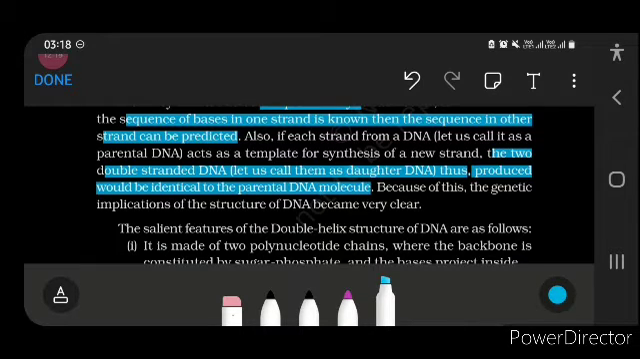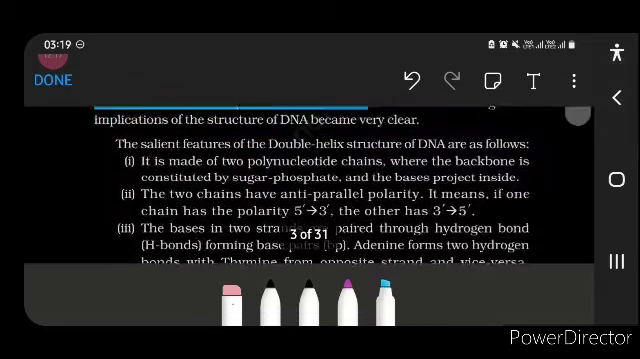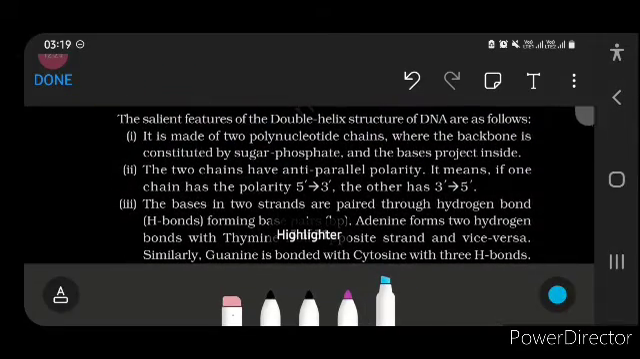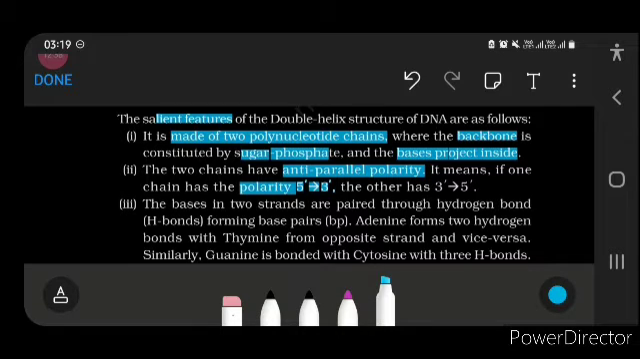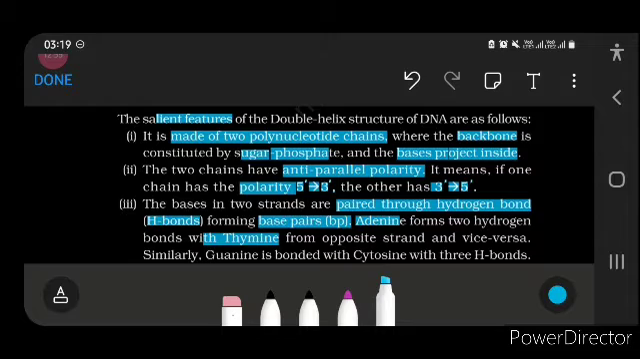The salient features of the double helical structure of DNA are as follows. It is made up of two polynucleotide chains, where the backbone is constituted by sugar and phosphate and the bases project inside. The two chains have anti-parallel polarity. It means if one chain has polarity 5' to 3', then the other has the polarity 3' to 5'. The bases in the two strands are paired through hydrogen bonds, forming base pairs. Adenine forms two hydrogen bonds with thymine from the opposite strand and vice versa. Similarly, guanine bonds with cytosine with 3 hydrogen bonds.